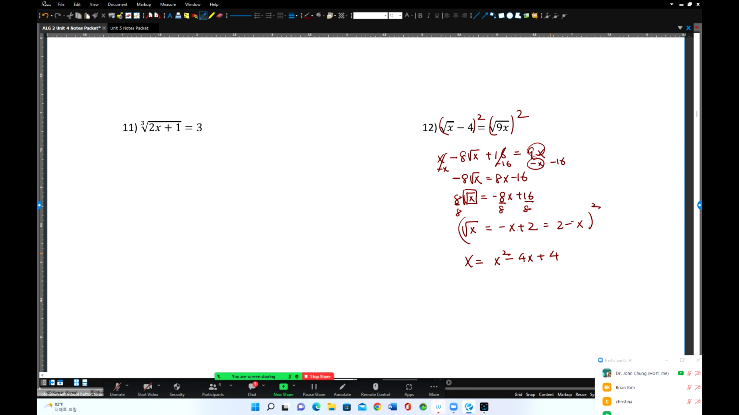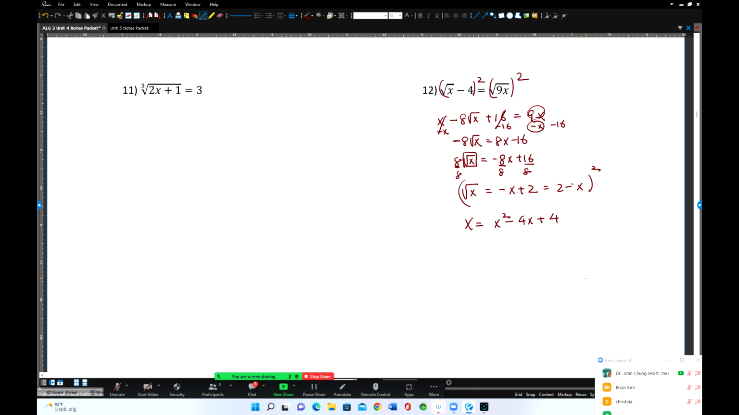Now we have the radical quadratic equation. One side must be 0. So minus x, 0 equals x squared minus 5x plus 4. I'm going to use this one, the original, okay? Now we need to factor this one: x minus 4 and x minus 1 equals 0. So we have two roots, x equals 4 and x equals 1.